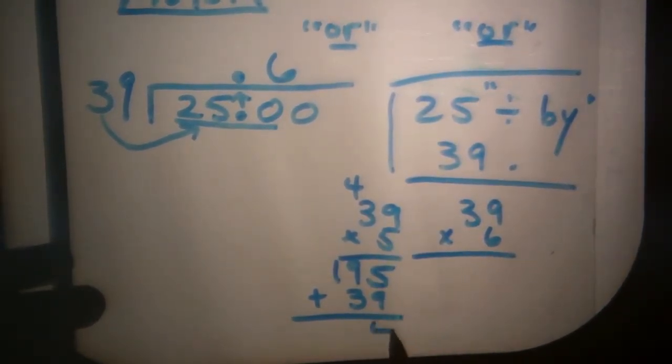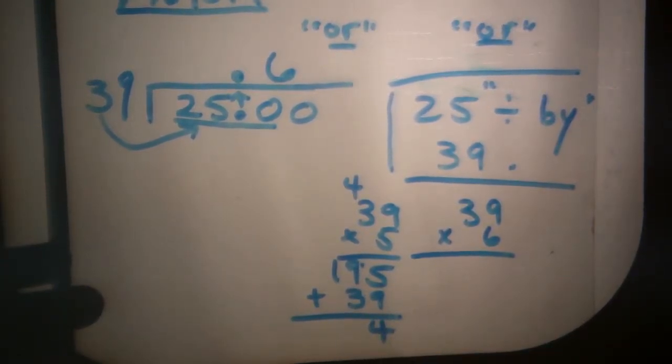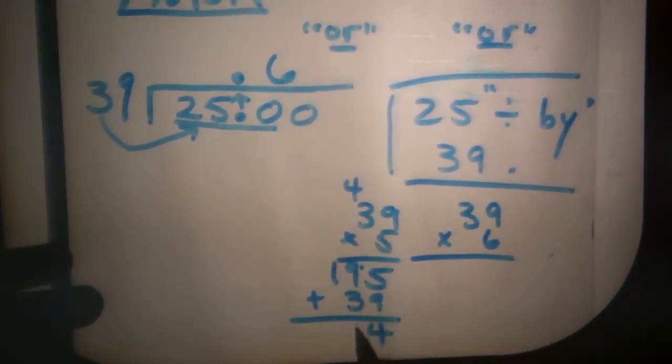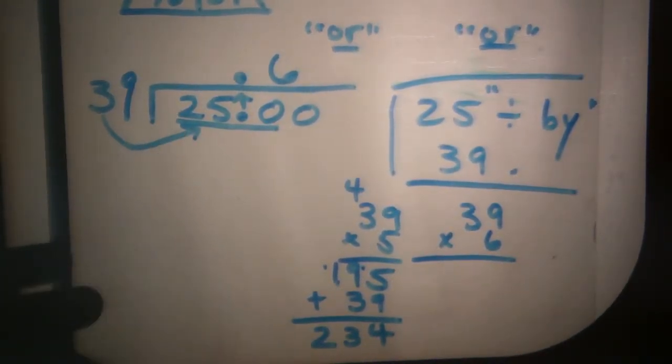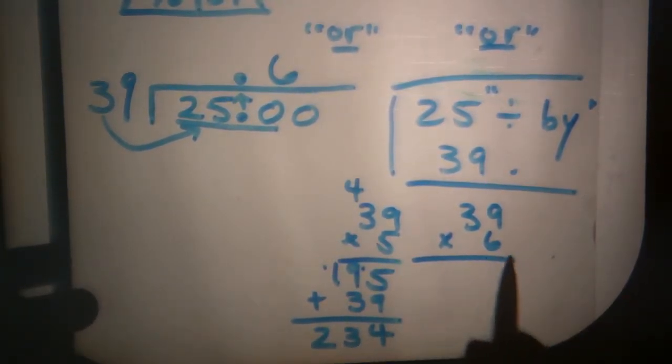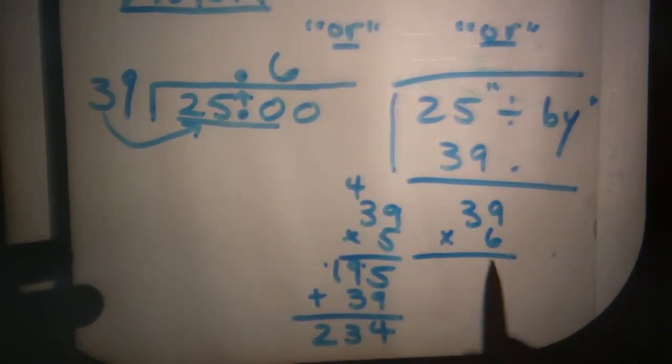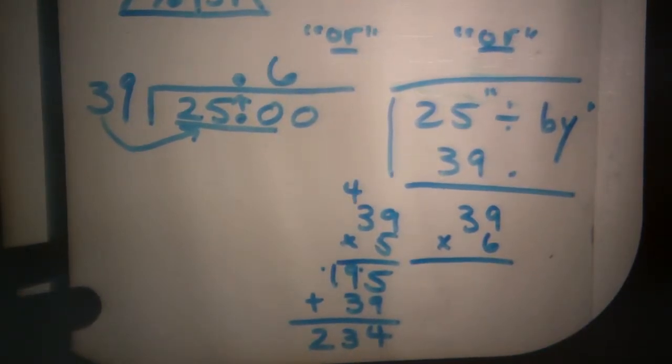9 plus 5, 14. Bring up the 1, that's 10. Plus 3, 13, 2. 234. So I saw that there was still leeway. I knew the next one would be 6 without having to do my multiplication here.